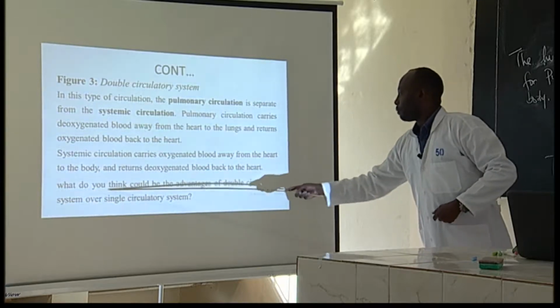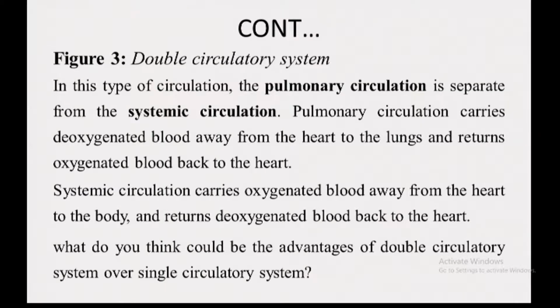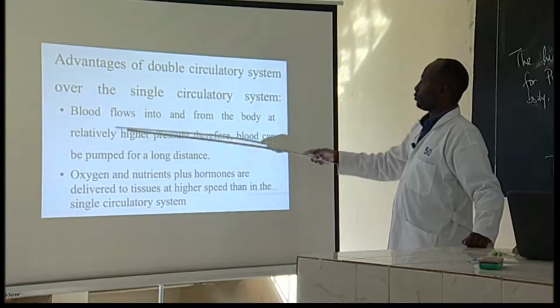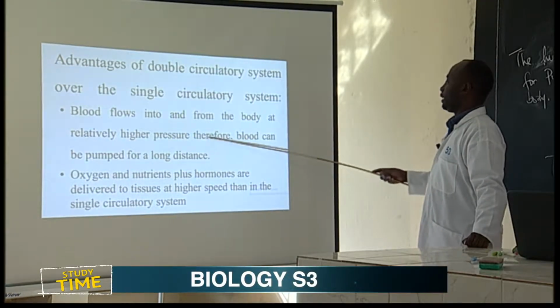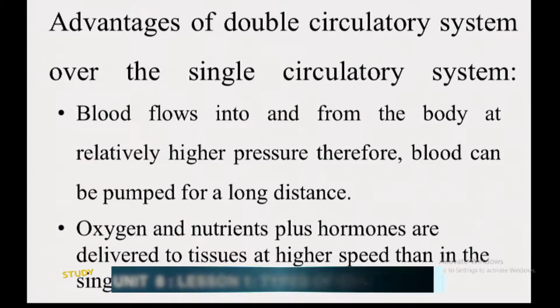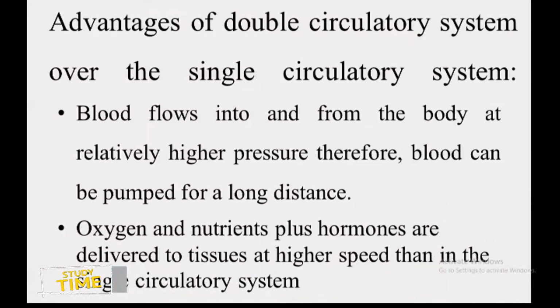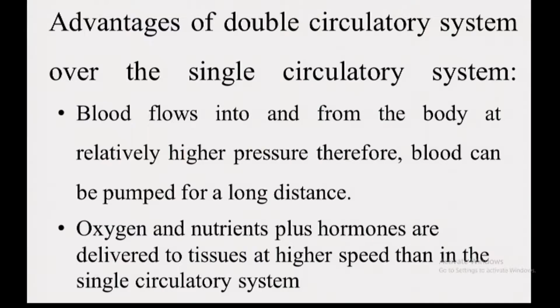Let's go quickly to think about the advantages of a double circulatory system over a single circulatory system. There are a number of advantages that we are going to go through. Number one, the blood flows into and from the body at a relatively high pressure, therefore blood can be pumped for a long distance. So the blood is pumped at high pressure, so it can travel a long distance to different body parts. Number 2, oxygen and nutrients plus hormones, which are chemical messengers, are delivered to the tissues at high speed. So nutrients can reach the body cells at high speed.